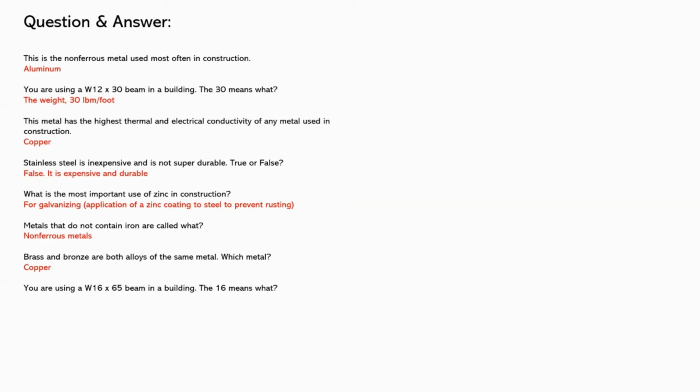You are using a W16 by 65 beam in a building. The 16 means what? It's the nominal 16-inch depth of the beam. Nominal because it's not exact. It will be off from 16 slightly.